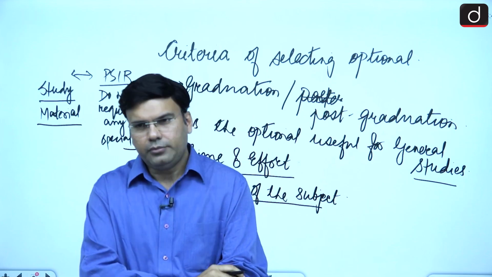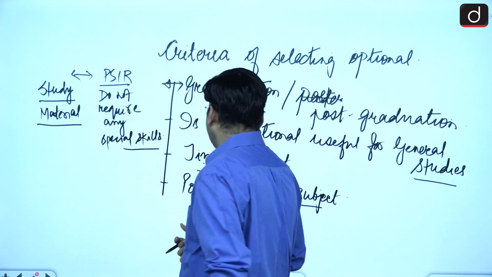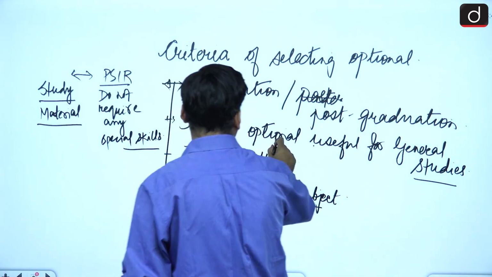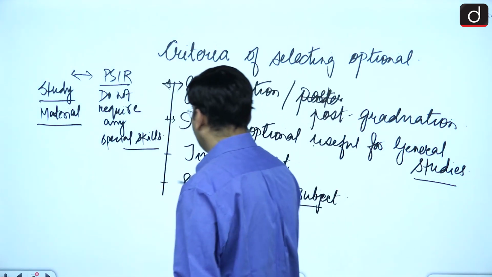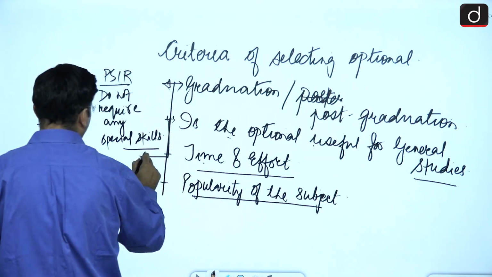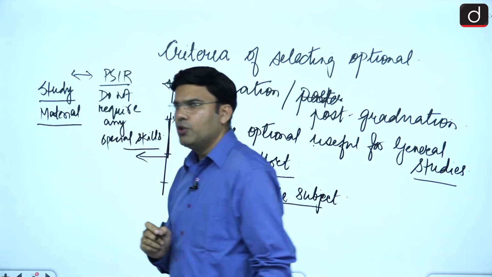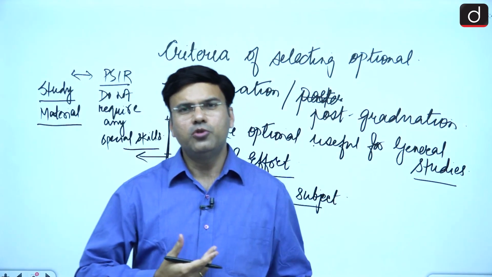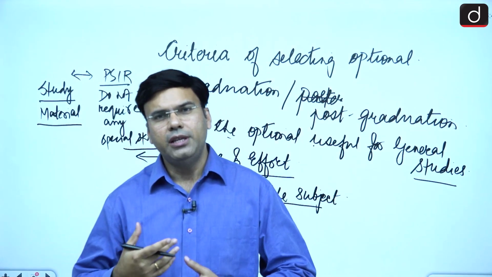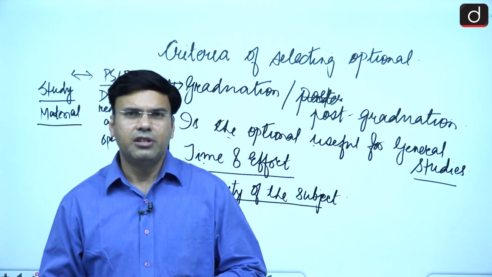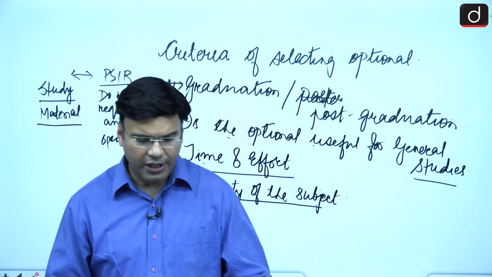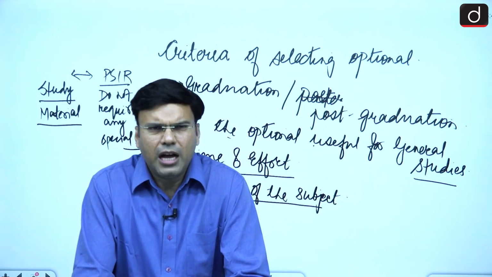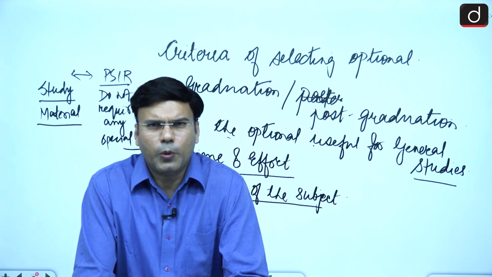Then, as I said, you are asking whether the optional is useful for general studies. So what I would say is that you ask yourself: whatever I study in my optional, is it going to be helpful for me while I appear in my general studies paper as well? So definitely that has to be kept in mind. That, I would say, is the safer limit of the optional.